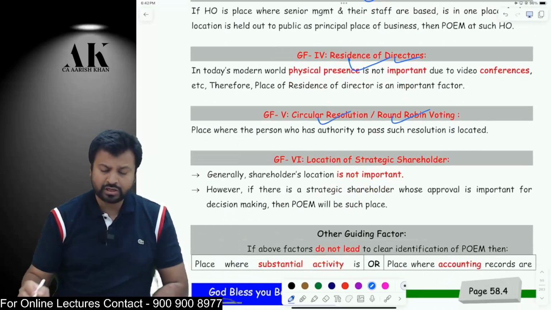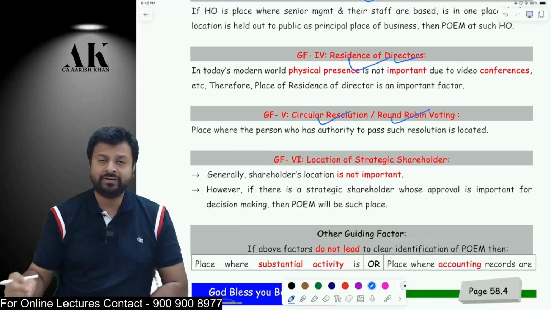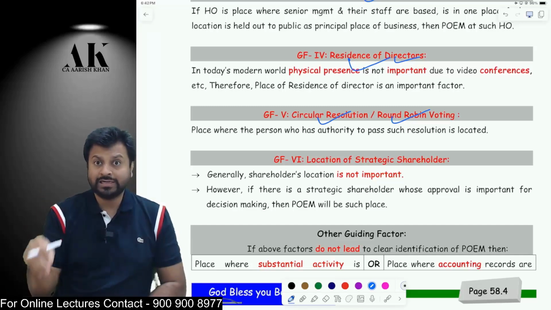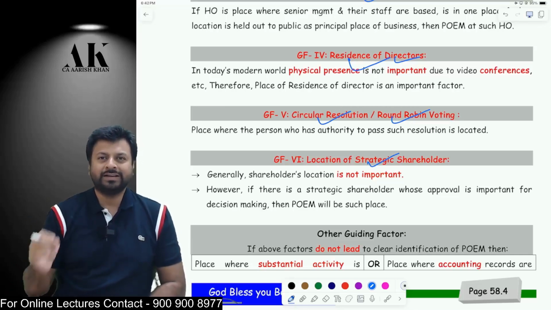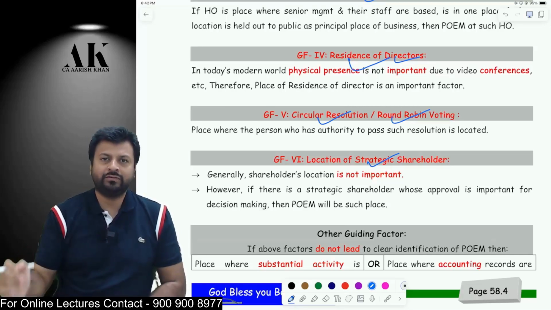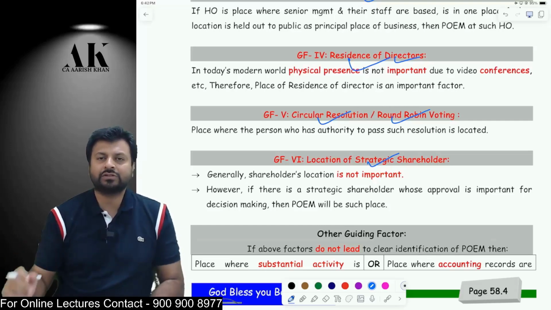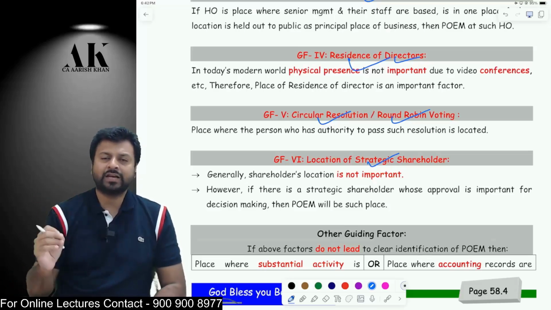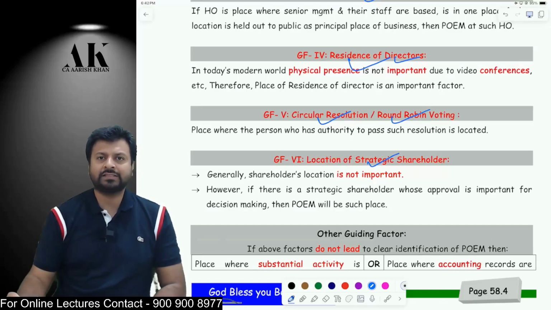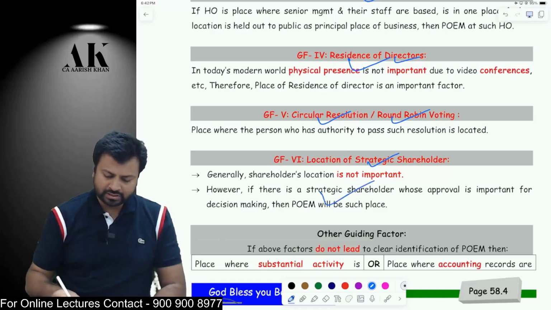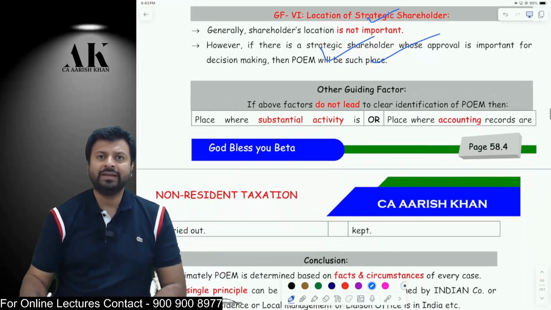Then the circular resolution or round robin voting, which is done under section 175 of the Companies Act 2013. If any director has the power to pass a circular resolution and take commercial and management decisions, then you need to identify where that director sits and takes that decision. That place can be the place of effective management. Next, the location of a strategic shareholder, not a normal shareholder. Remember, a normal shareholder like you and me holding 10 to 15 or 100 shares will not impact the commercial decisions of the company. The company is not going to ask us before taking any commercial decision. Yes, but if the shareholder is a strategic shareholder, the company will definitely ask the strategic shareholder. Therefore, in that case, the location of that strategic shareholder matters to determine the place of effective management.